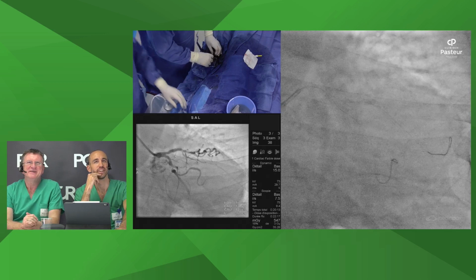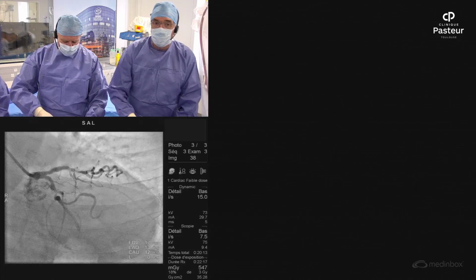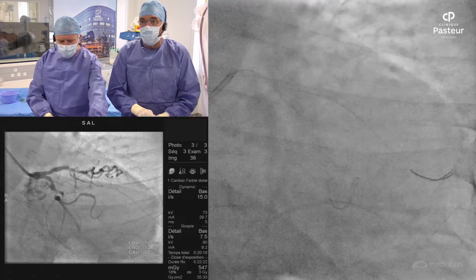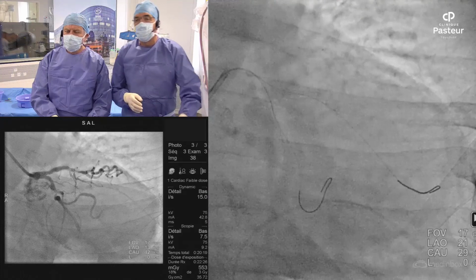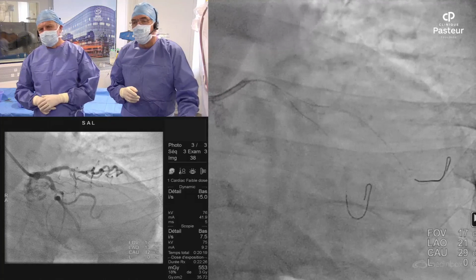We'll see later. Okay. Diameter? 5 or 75? 75. 75, 21. So 2.75 by 21. We can take a view. Should be okay. And then we could postulate with a 3 or maybe 3.5. 3 should be enough. Yeah. Okay, let's see. It depends. We'll see.